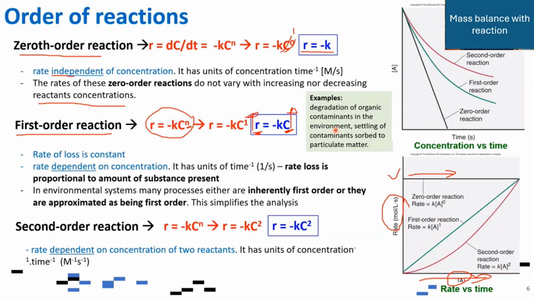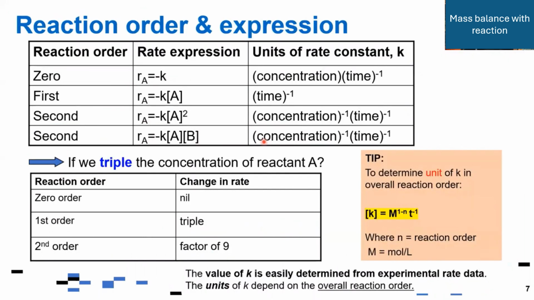Special cases: in many environmental systems, the zero order reaction and the first order reaction are the usual reactions that are happening. Examples of the first order reaction are degradation of organic contaminants in the environment, or settling of contaminants, like absorption on particulate matter. So this is a first order reaction in most cases. All right. So let's go towards the explanation of other units here.